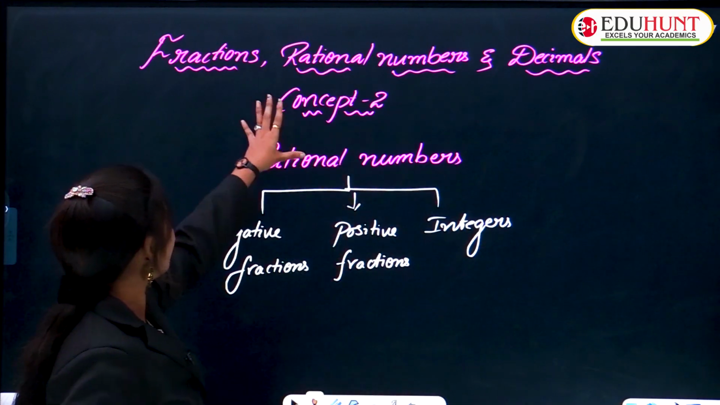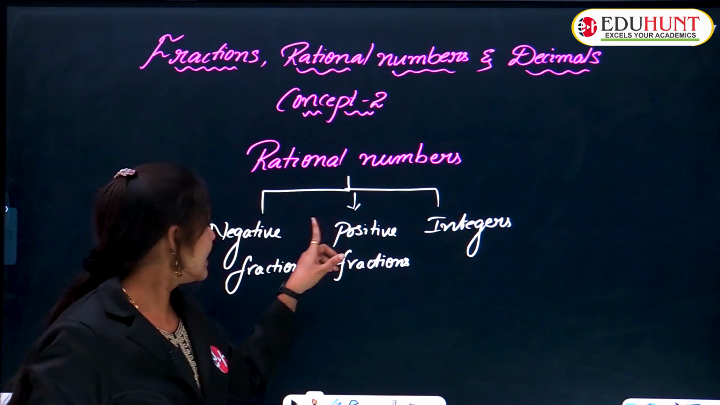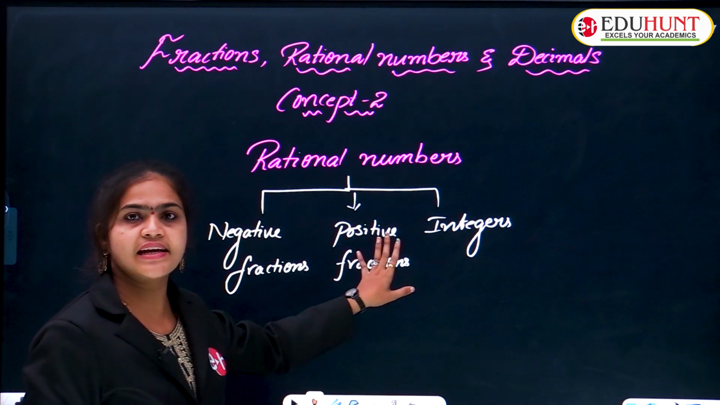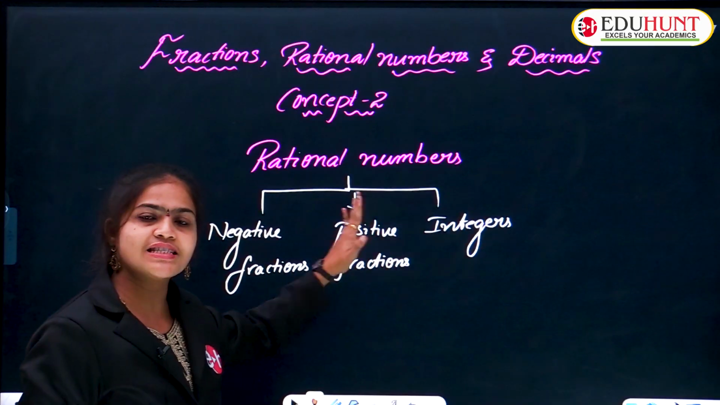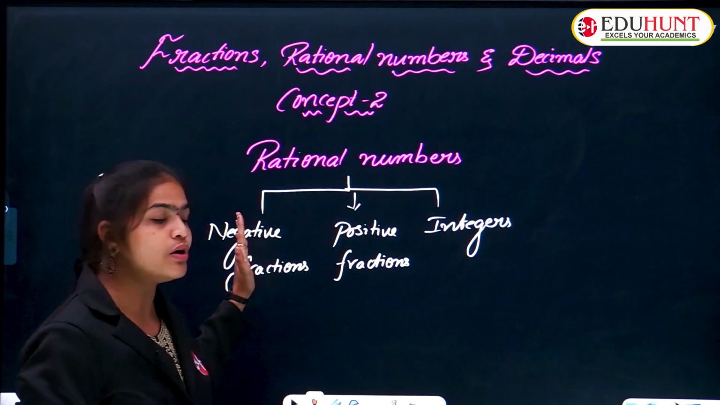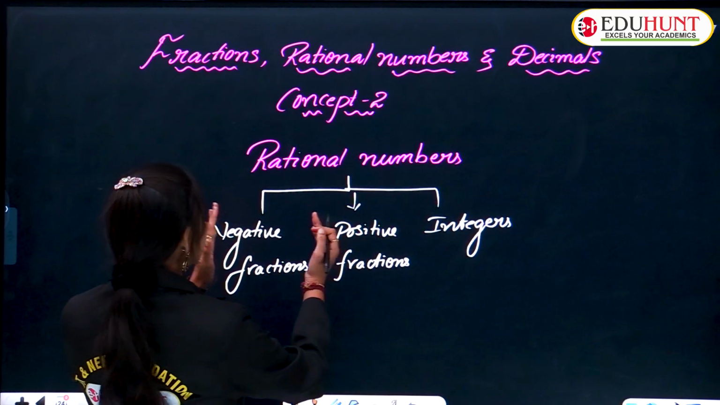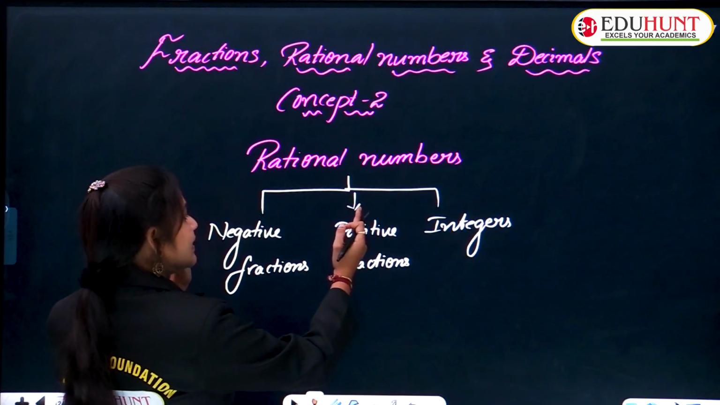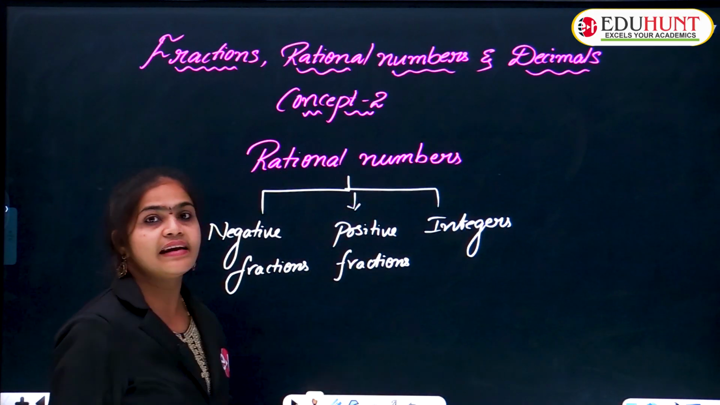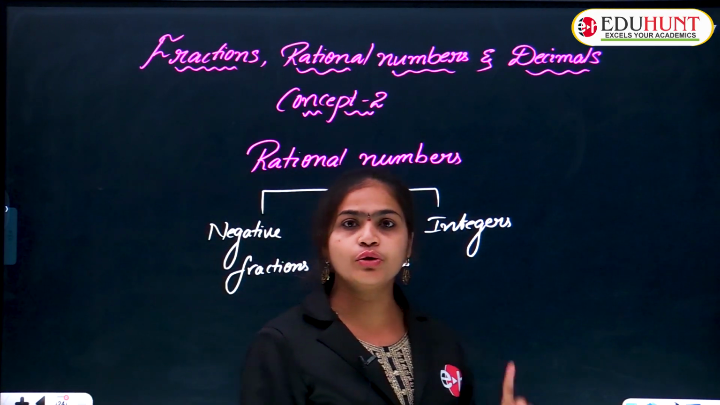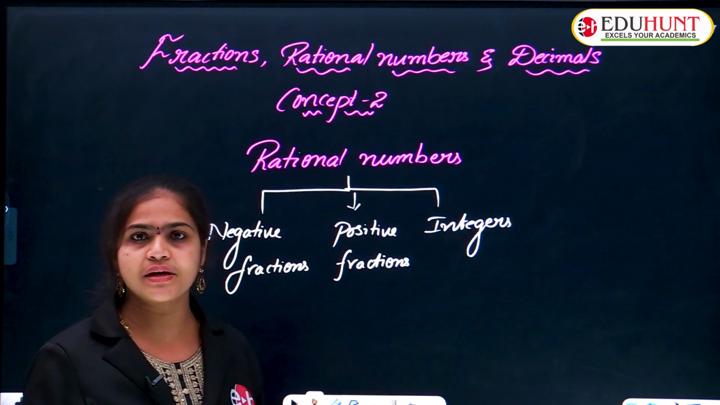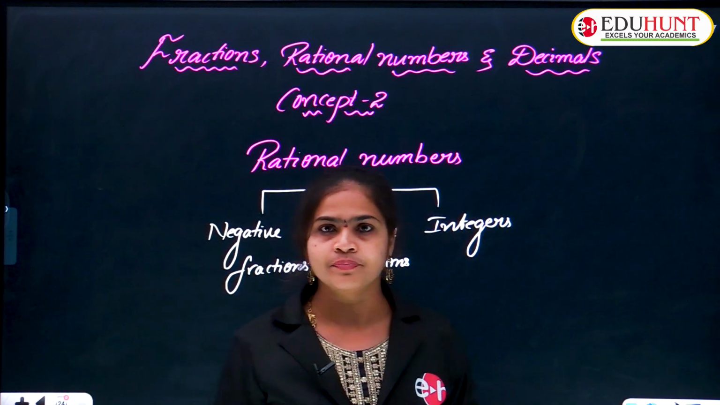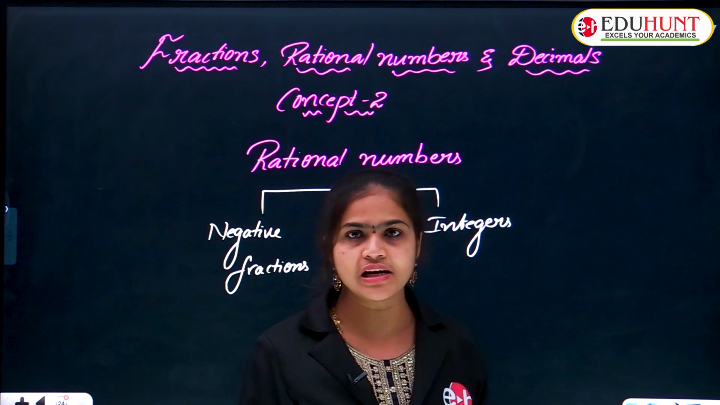Here this concept is fractions. Positive fractions are related to the fractions concept. Along with positive fractions we also have negative fractions. By combining positive fractions and negative fractions, these two also we will call rational numbers. So before going to discuss fractions, first we have to learn what rational numbers are. What is the definition of a rational number?